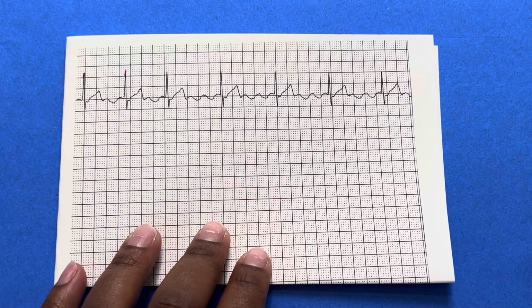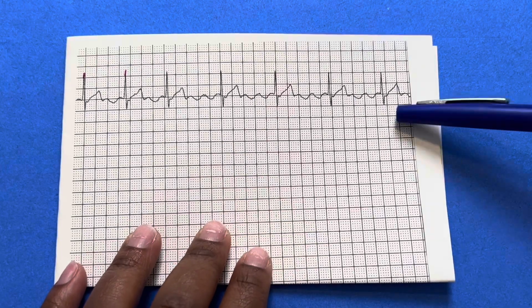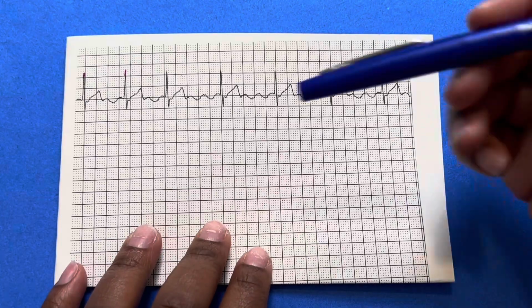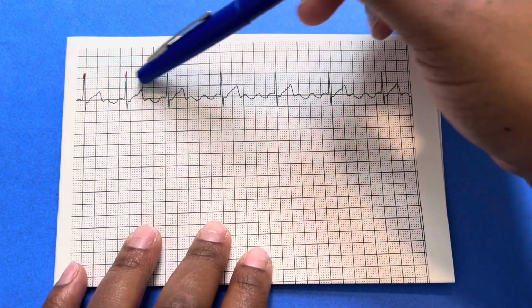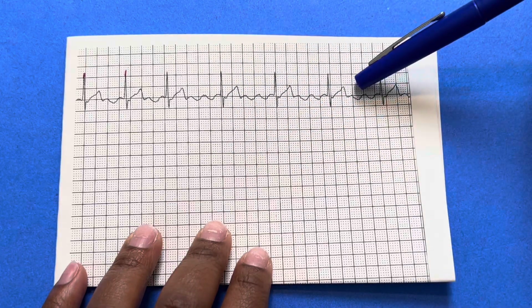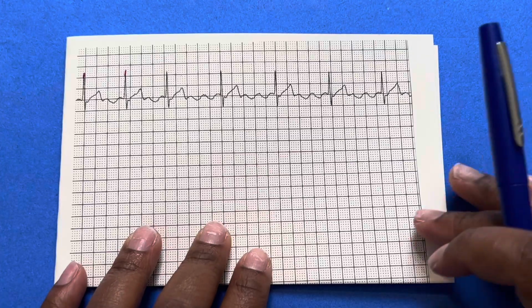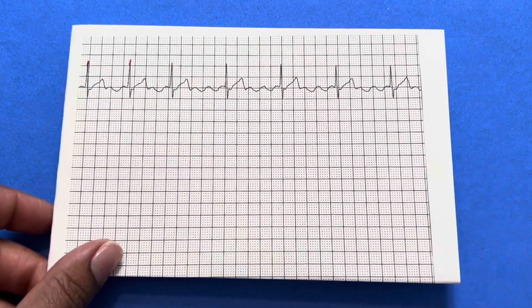This is a 6 second strip of a flutter. And remember, the large box method works best with regular rhythms. This flutter is not regular. As you can see right here, the spacing in between the QRS complexes is different from right here. So the 6 second method would be the best to help find the heart rate. Now let's look at another strip.